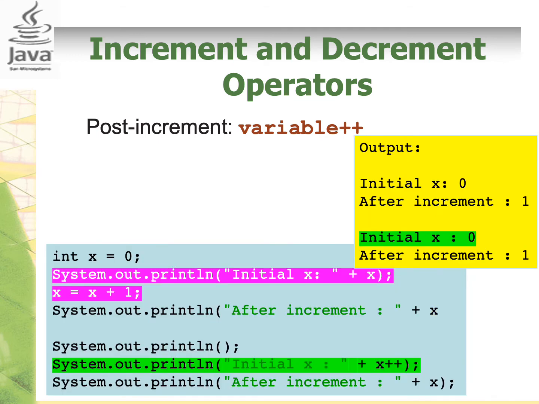So, to show the post-increment concept in another kind of code, x++ is similar to if we do int x = 0, System.out.println initial x, then display the original value of x. Then on the next line, we have x = x + 1, which means that it will increase the value of x by 1. That is exactly the same as the one highlighted in green, which is doing the increment x++.